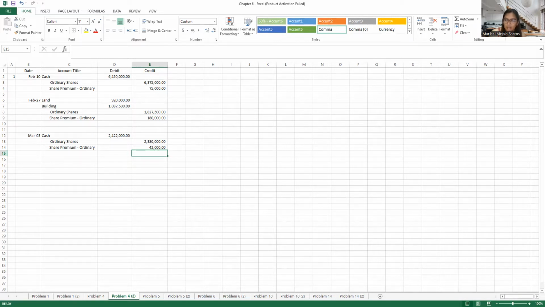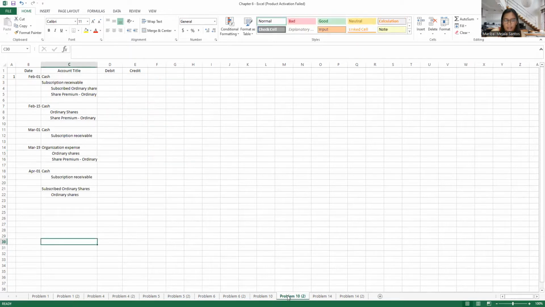Pagbayad na lahat, i-debit mo lang yung subscribe ordinary shares and then credit mo ordinary shares. Then that's the time that you record the issuance of stock certificate. Okay? So let's try, no? Problem 10, I think. Okay, so problem 10.